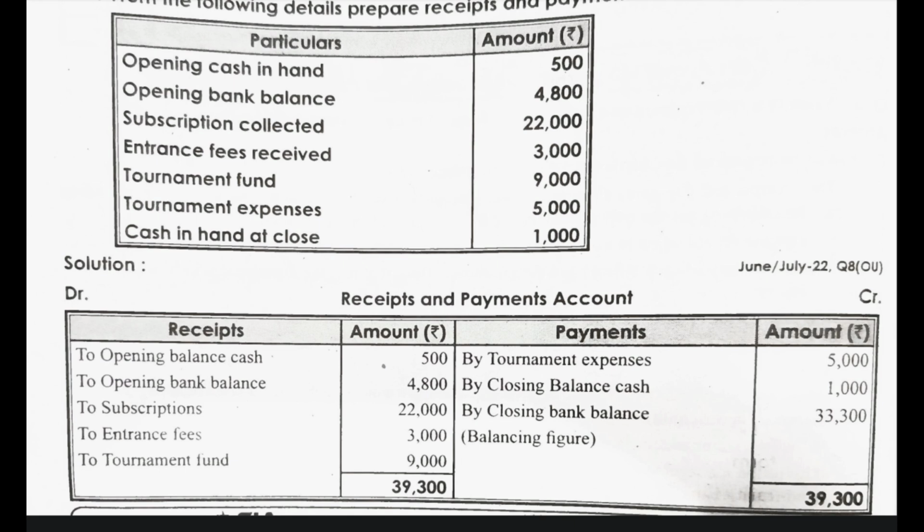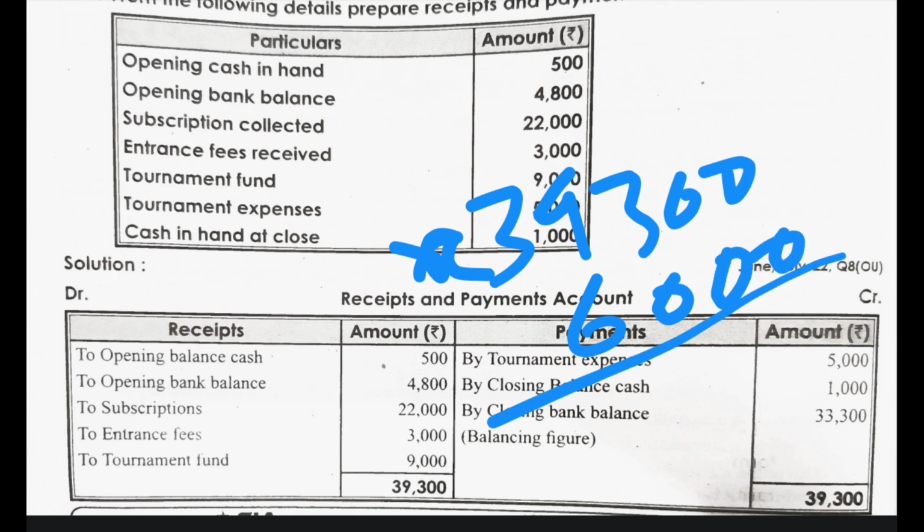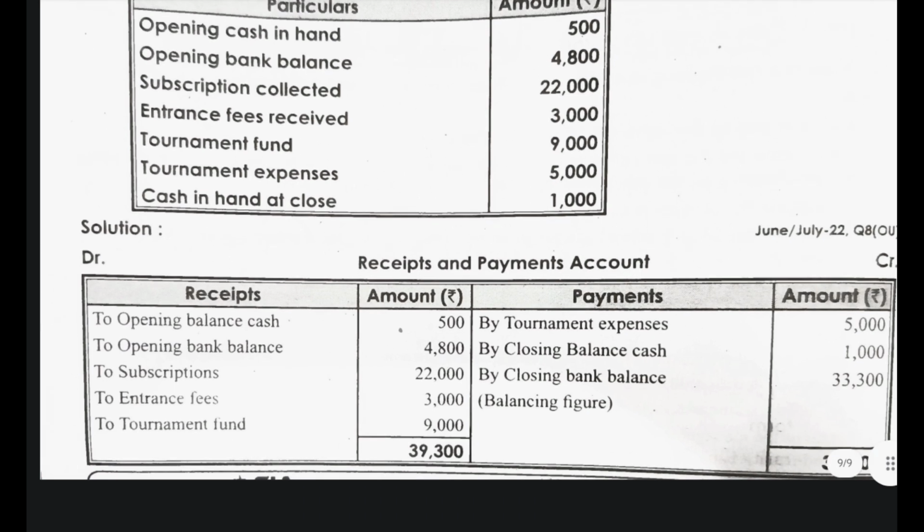Adding all these amounts we will get 39,300 on the receipt side, and from the payment side we are getting two items only, 6,000, so the balance we will get is 33,300. We will write this as closing bank balance. We have to write this answer: closing bank balance 33,300.